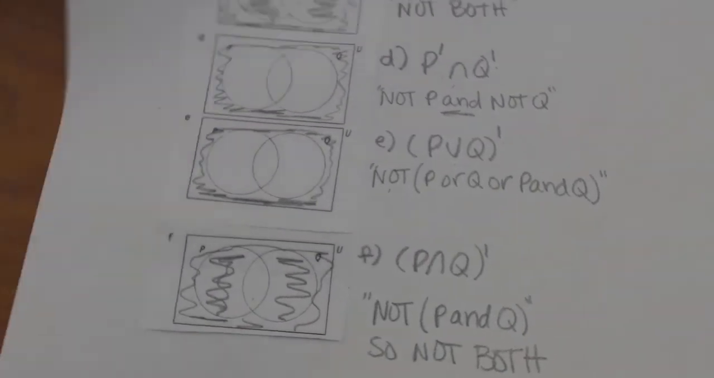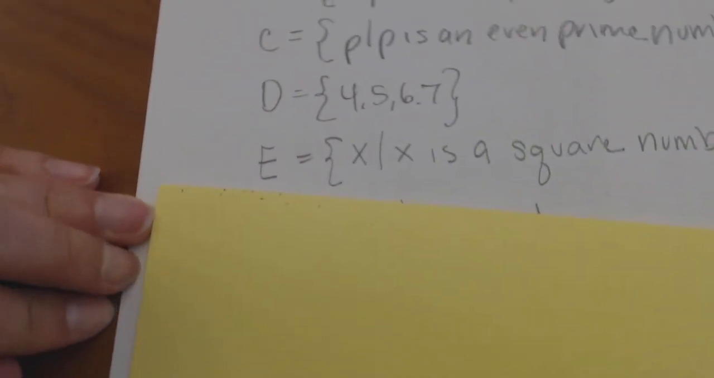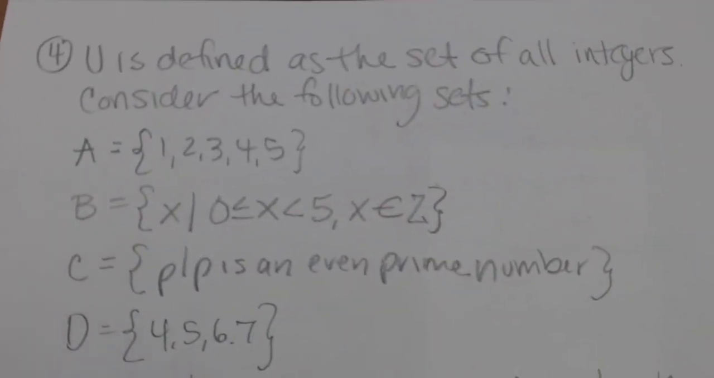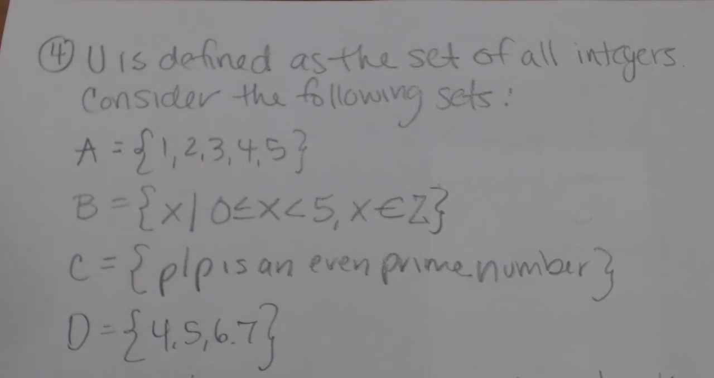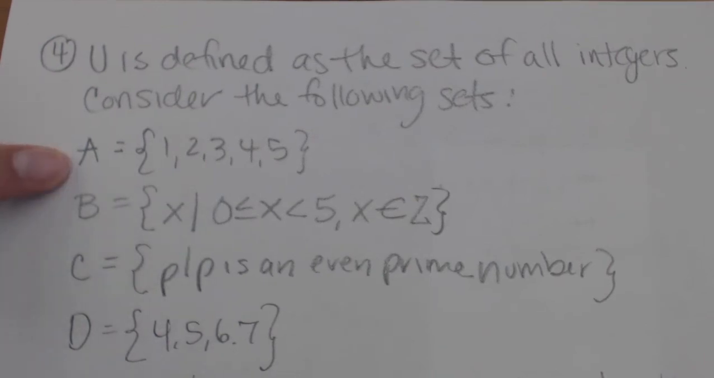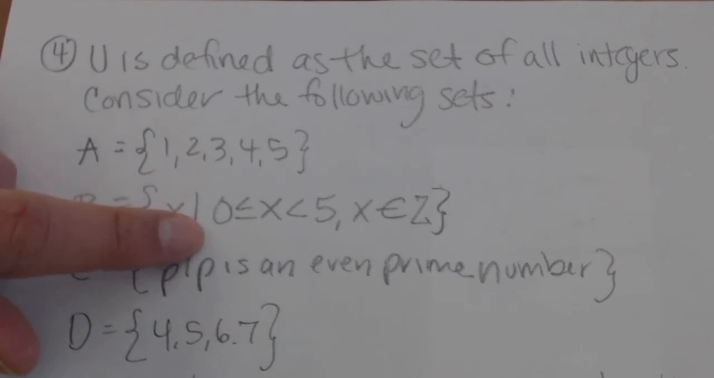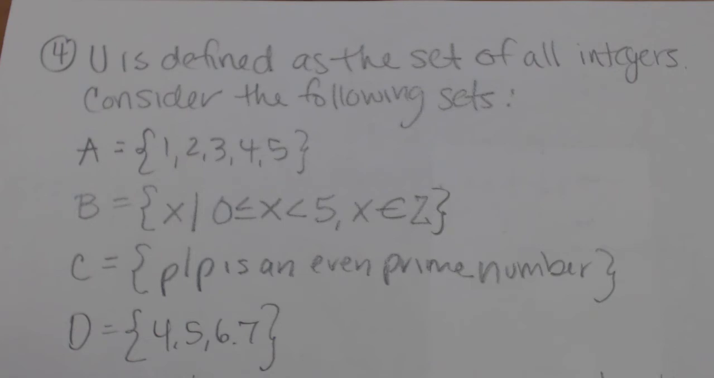So that's been number 1. Let's go to number 2. Sorry, number 4, which is our second example. Number 4 says this: the universal set is defined as the set of all integers. Consider the following sets. We have A, 1, 2, 3, 4, 5, B, X such that 0 is less than or equal to X, which is less than 5, and X is in all integers.